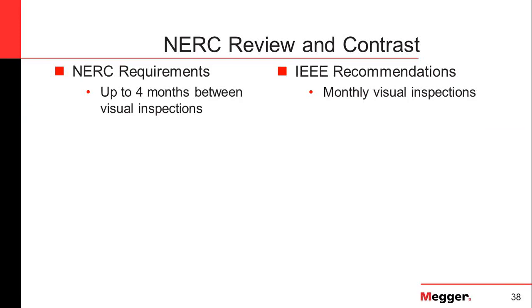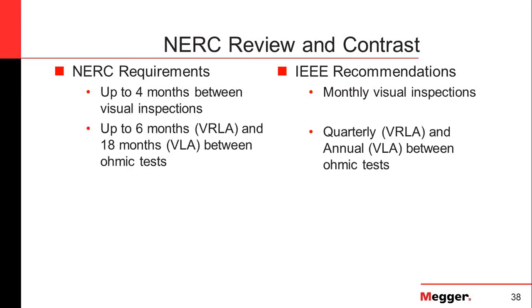Now, just a quick compare and contrast. As I mentioned, up to 4 months between more or less visual inspections required by NERC, whereas IEEE recommends monthly visual inspections. You're up to 6 months for VRLA and 18 months for vented lead acid between your ohmic tests, whereas IEEE recommends quarterly, so twice as frequent for VRLA, and annual, 1.5 times as frequent for vented lead acid batteries.